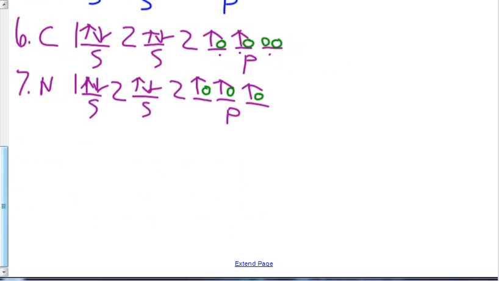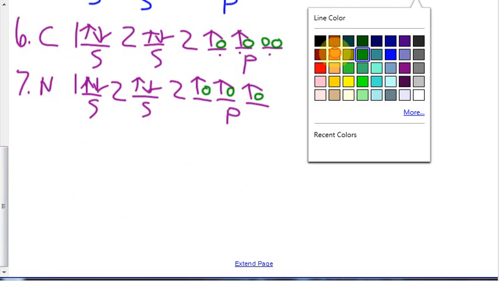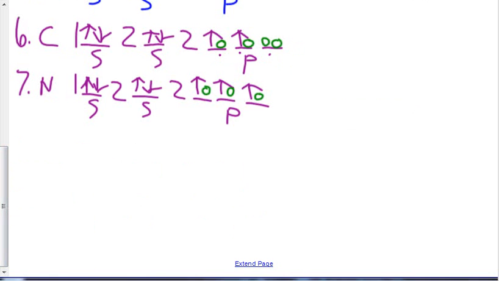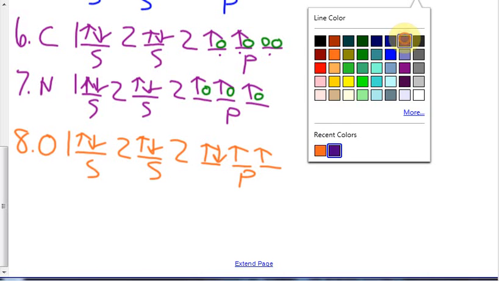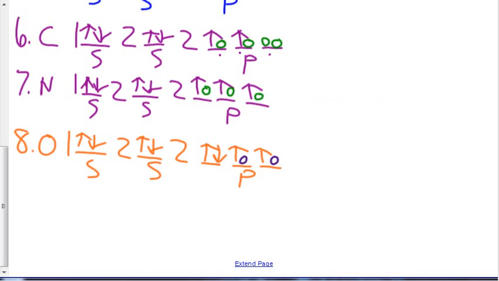Continuing on with our notation, we'll go atomic number 8, oxygen, 1s2, 2s2, 2p. That was nitrogen. This is oxygen. And as you can see, oxygen has 2 spots, and so oxygen bonds twice.